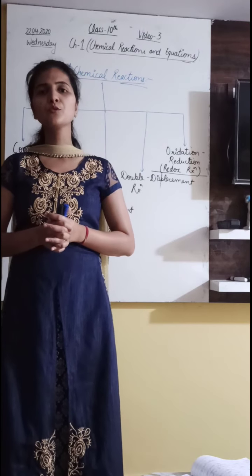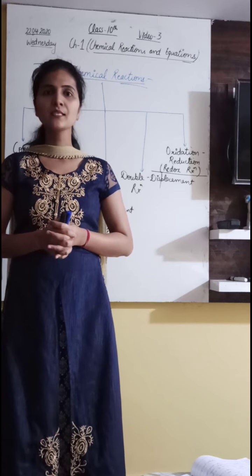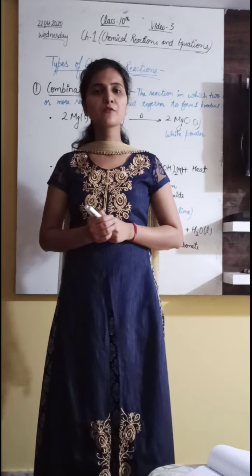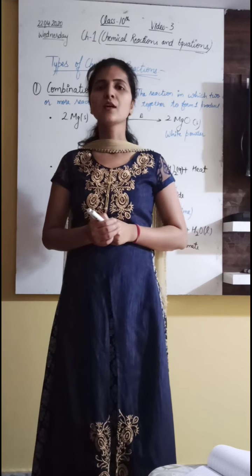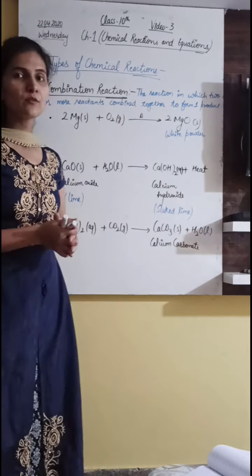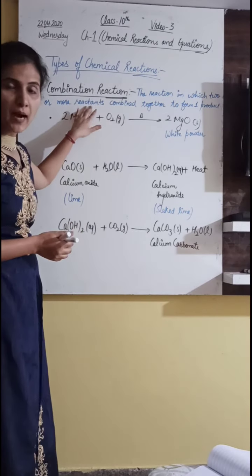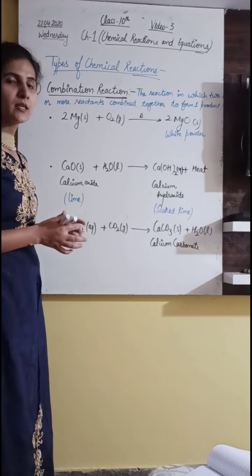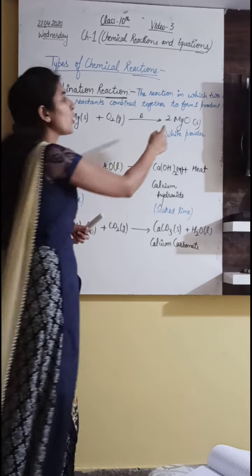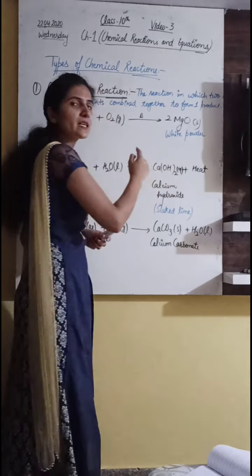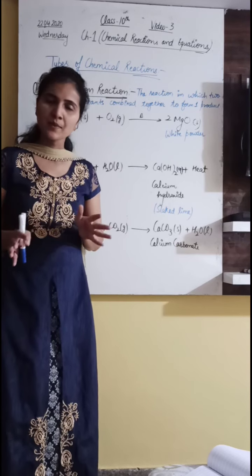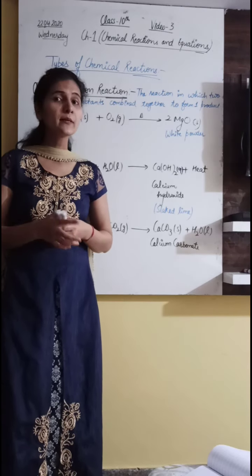So first we are going to start with our first reaction, that is combination reaction. First of all, we should know the meaning of combination reaction. The reactions in which 2 or more reactants combine together to form a single product. Always and always a single product will form in a combination reaction. Reactants can be as many as they can, but the product can only be one.